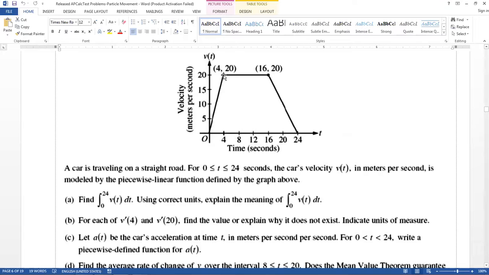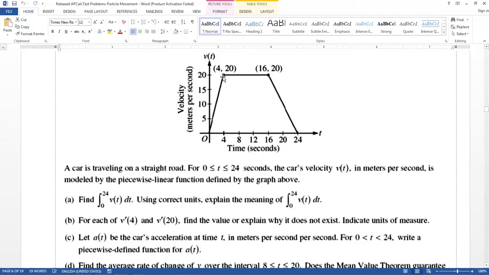Then the velocity is constant. So what is the acceleration here? Zero. You can find the acceleration here as the slope of this line. Remember, if this is a linear function, the slope is the derivative of this line. So it's 20 divided by 4. It's 5. So my acceleration is 5 meters per second squared.